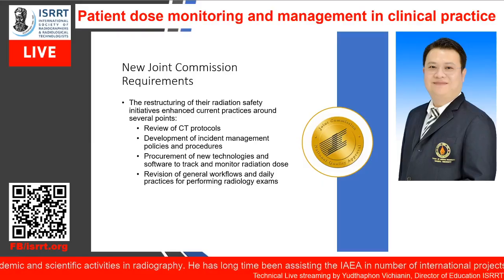If you look into the detail at the Joint Commission, there are two things. The Joint Commission is back in the US, the main Joint Commission, the original one, and the international version we call JCI, Joint Commission International. Basically, the JCI, the international version, follows probably one version behind the original Joint Commission in the US. And the current Joint Commission in the US already has requirements about CT. What you need to do to be certified by the JC is restructure the radiation safety initiative and enhance current practice around several points.